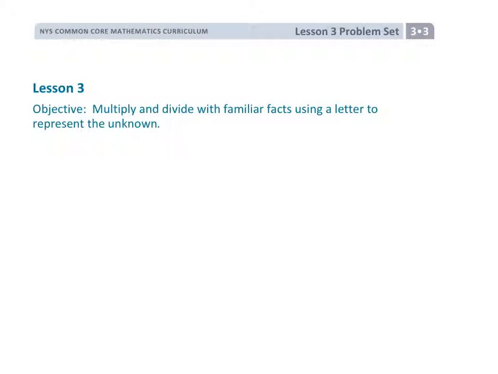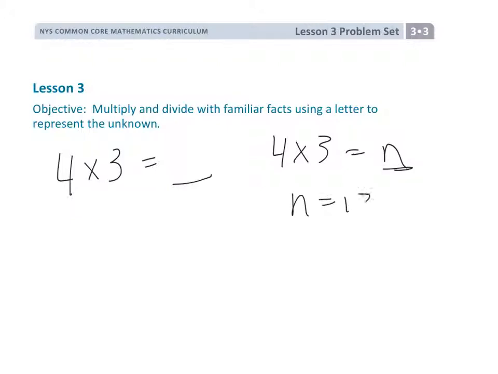Okay, so what we're going to do here is, usually a multiplication problem looks like this: 4 times 3 equals, and then it's blank right here. And the blank is the unknown. What we're going to be doing in this is going 4 times 3 equals n. And n represents the unknown, and then we're going to say n equals 12. Whereas this would be 12.